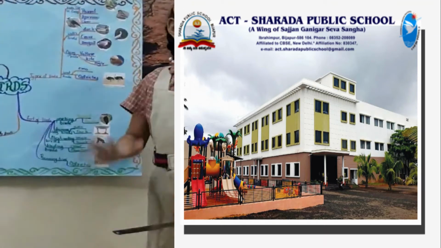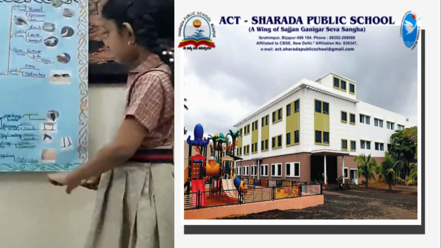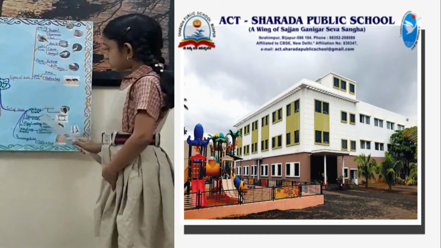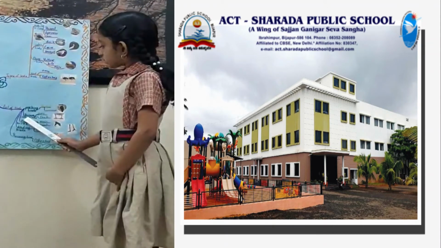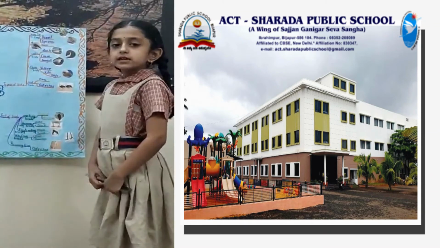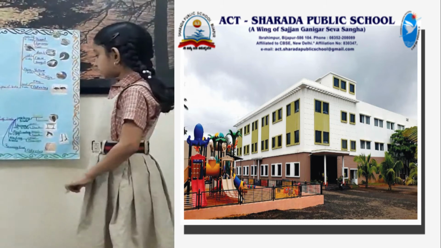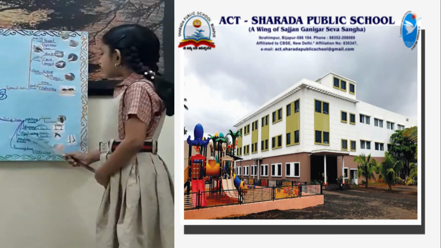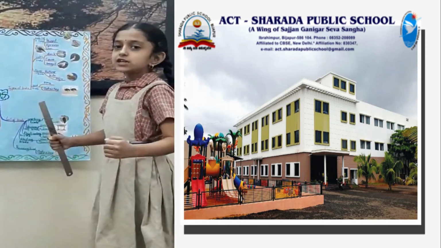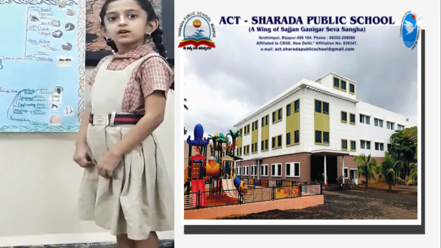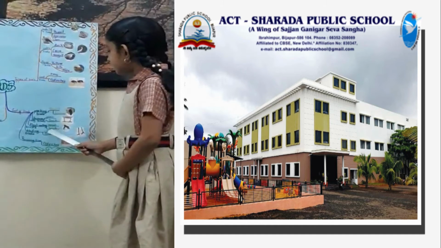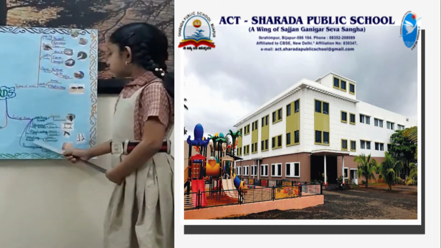Feet of birds. There are 5 types of feet. First one is perching birds, for example, parrot and toucan. Second one, swimming birds. They have webbed feet, for example, swan and duck. Flesh-eating birds. They have strong and sharp claws. For example, eagle and vulture.